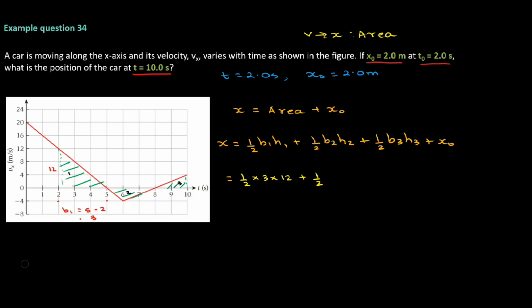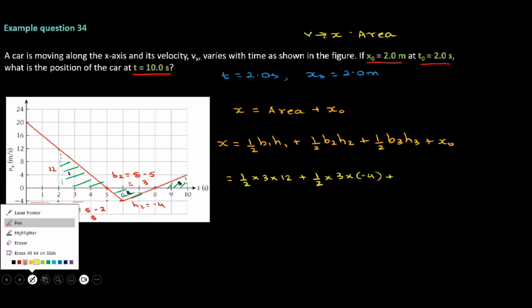Then we find the base of the second triangle. It is starting from 5 and going until 8. So your base B2 will be 8 minus 5. You can calculate base for any triangle by taking the final value minus the initial value. So here the base will be 3 seconds. Height of the second triangle, you're starting from 0 and going until negative 4 here. So H2 will be negative 4. Substitute that: half times 3 times negative 4, plus.